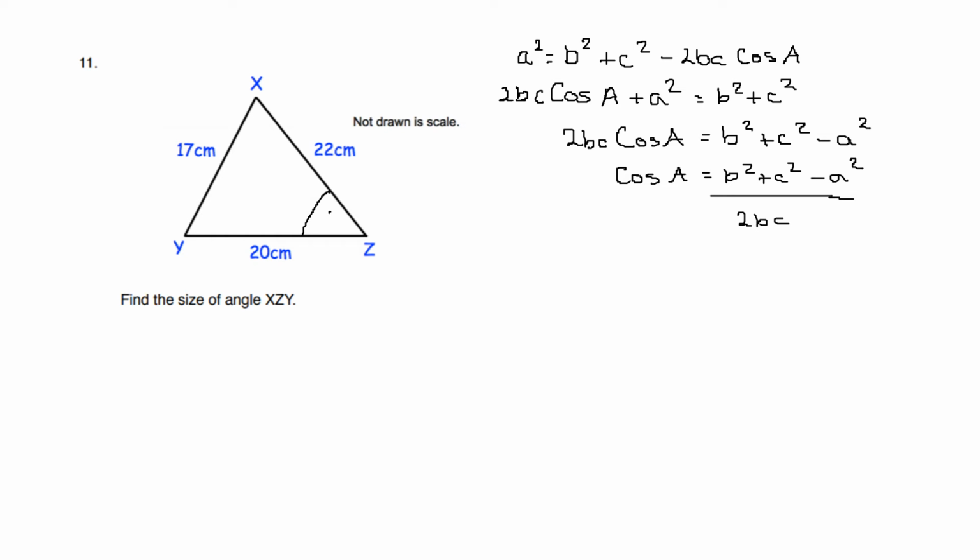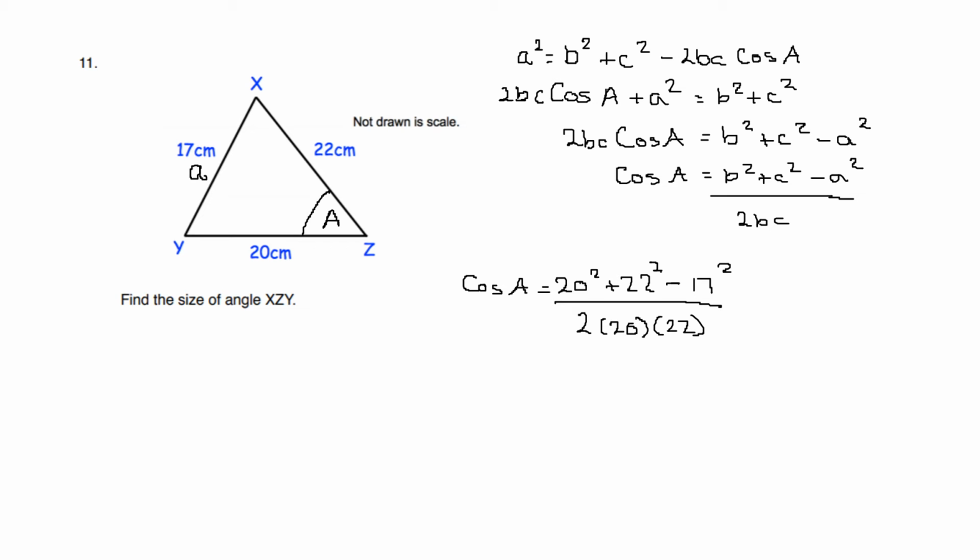And that's the form of the cosine rule that we use when we need to find a missing angle. Now you must remember that this angle is A, so A will be the side opposite little a. It doesn't matter which of the other 2 sides you choose to be B and C. So we're going to have cos A equals 20 squared plus 22 squared minus a squared, which will be 17 squared, all over 2 lots of BC, so 2 lots of 20 times 22.